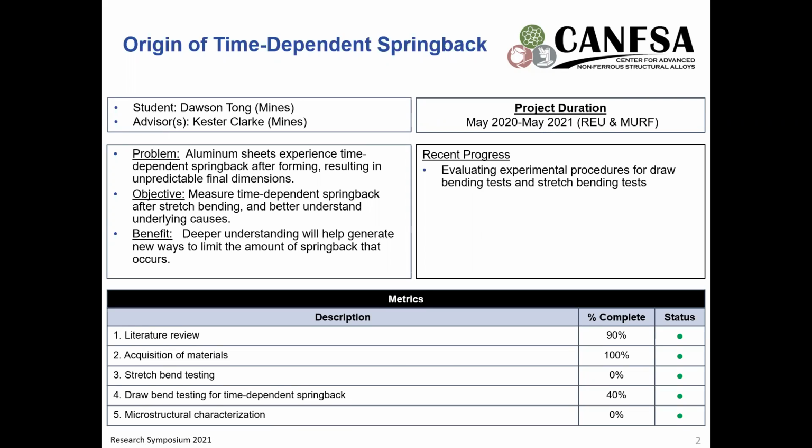Some recent developments in the project: we've been mainly looking into experimental procedures and trying to nail those down so we can move further into characterizing what is going on. Just some metrics overall of what this project has been and where we're going moving forward. The literature review is pretty much complete. We've acquired all the materials necessary for this project. We have not started looking into stretch bending too much and have mainly been focusing on the draw bend testing. That's about 40% complete, and the next step after that is characterizing what is happening, whether it's on the micro or macro scale.